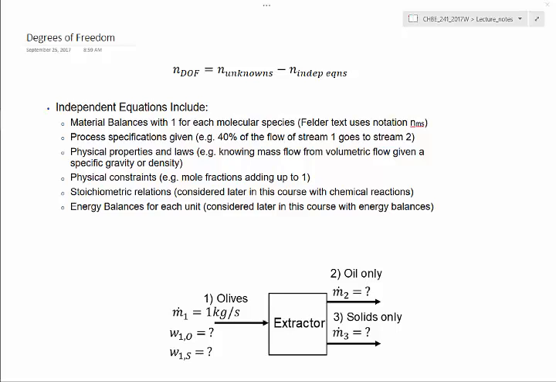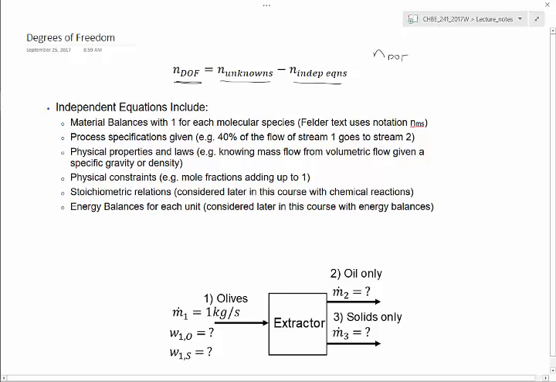The topic that I'll cover in this video is degrees of freedom, and how we calculate our degrees of freedom for a given system is that our number of degrees of freedom is equal to our number of unknowns minus our number of independent equations. And if our degrees of freedom are greater than 0, then we have more unknowns than we have independent equations, and so this is not solvable. We need more information.